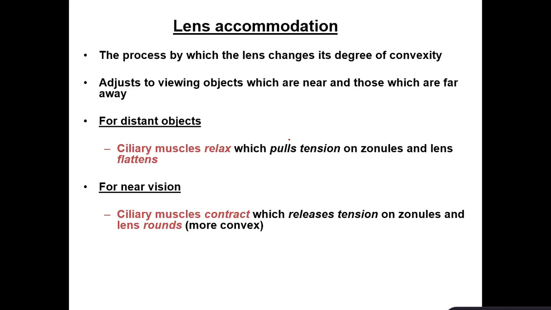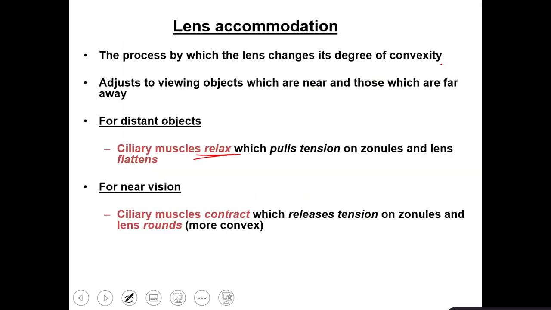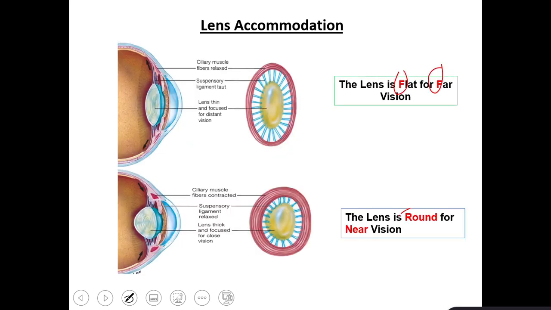The lens also accommodates based on the near vision or the far vision. So if you are looking far away, the ciliary muscle relaxes and the lens becomes flat. So flat lens for far vision. But when you look at a near object like reading, the ciliary muscle contracts and the lens becomes round. So round for reading or near vision.